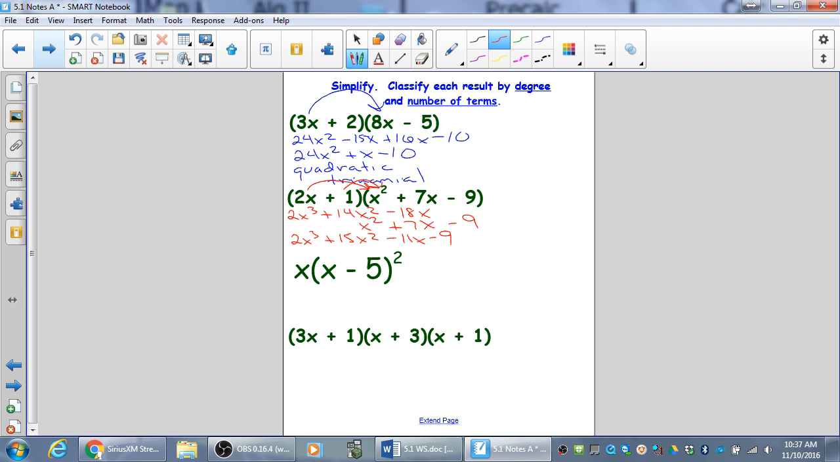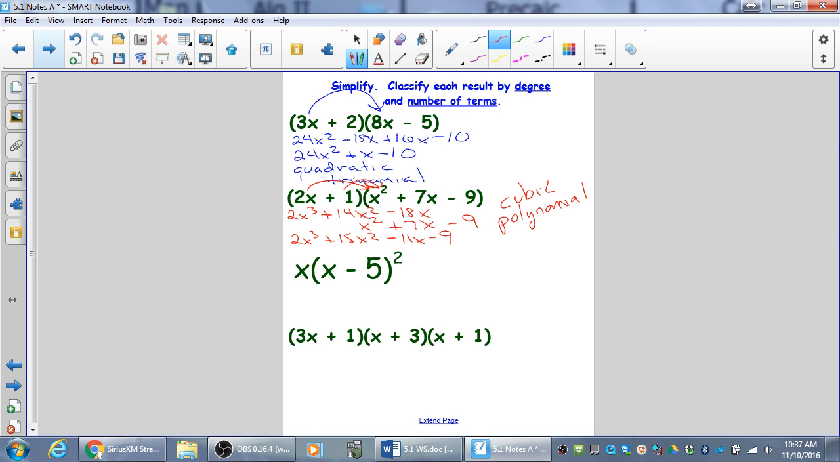This is a cubic because the highest power is 3, and it's just a polynomial. Polynomial, because we have more than 3 terms. It goes monomial, binomial, trinomial. Everything after that, polynomial.